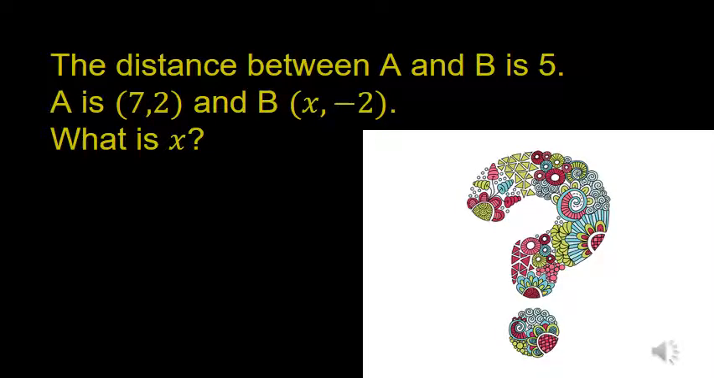We're going to look at one other kind of problem today. This time, it tells us that the distance between a couple of points, A and B, is 5. And they tell us that point A is (7, 2), and point B is (x, -2). So I don't know what the x is for B. And the question is, what would that number have to be?